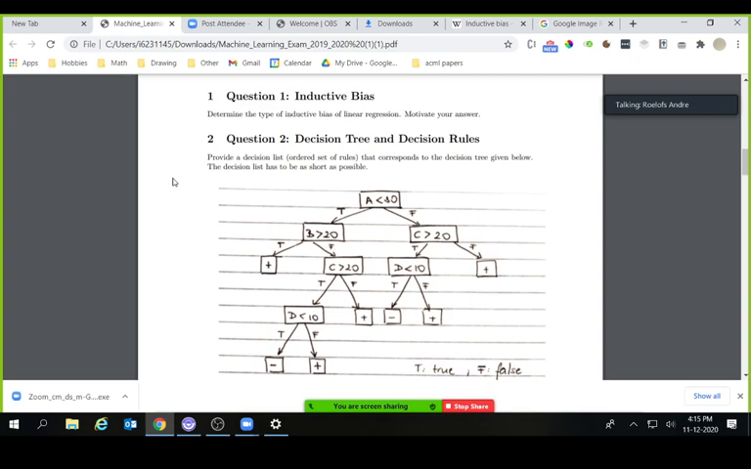Okay, so again, decision trees. What they ask in that question is to provide a decision list, or the set of rules that corresponds to the decision tree given below. Of course, we need to provide them in the order that they will be applied. For the people online, the screen just disabled itself. So you need to compress the decision tree in this question. You need to make some compression, right? Because if you look at the tree closely, we don't need to have all of the features right now.